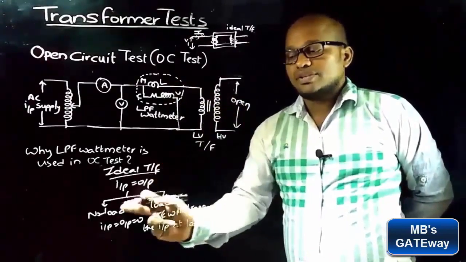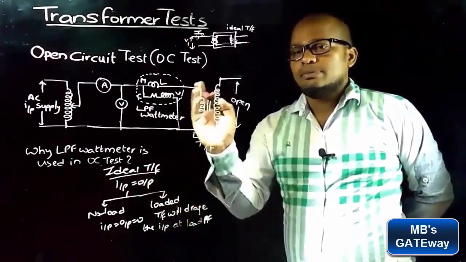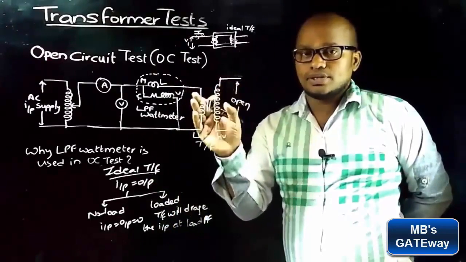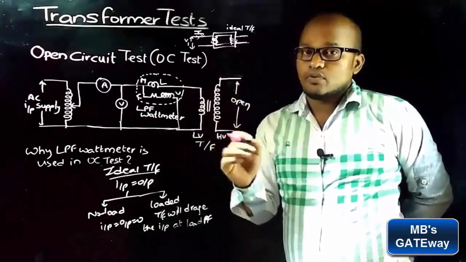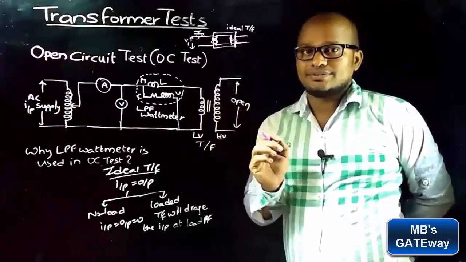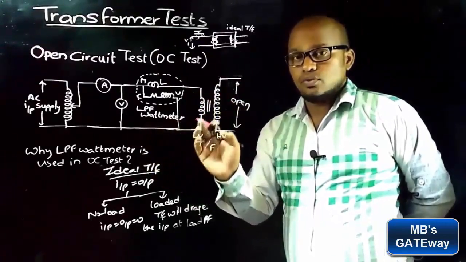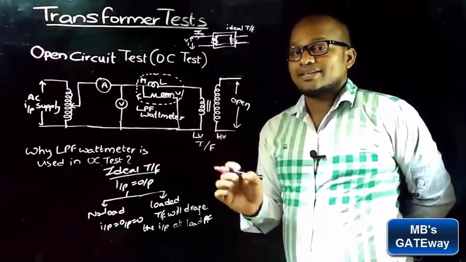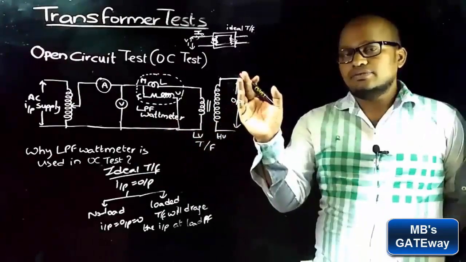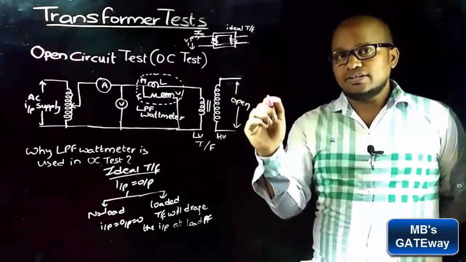These 2 points are very important to understand why LPF type of wattmeter is to be used in open circuit test and why UPF type of wattmeter is to be used in short circuit test. And here the question is why LPF wattmeter is to be used in open circuit test, and the answer lies in Phasor diagram. Let's draw the Phasor diagram for no load ideal transformer.